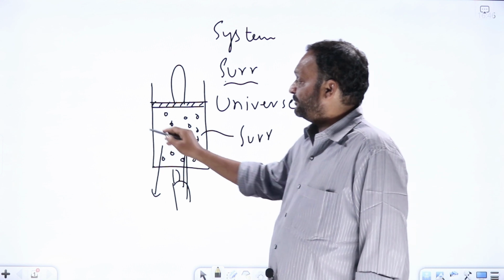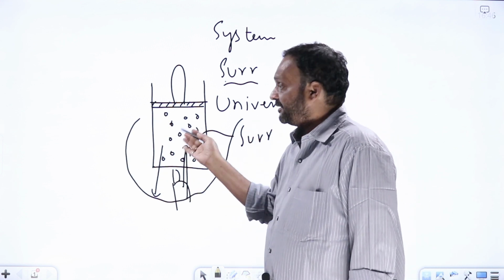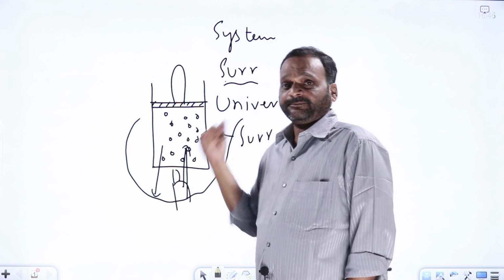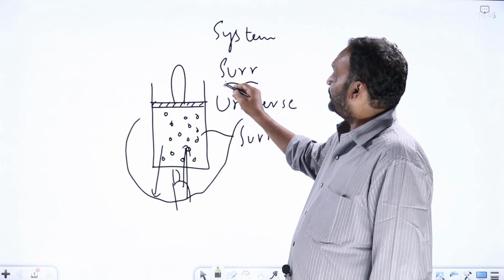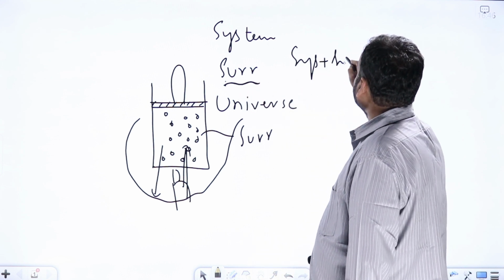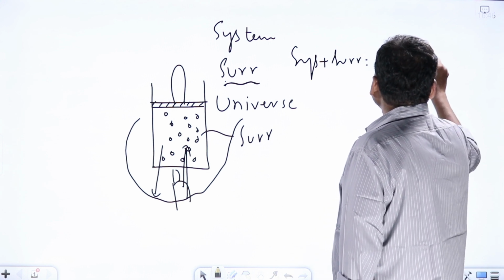Surroundings does not simply mean those things which are present outside. The system should be in a position to interact with them. Interaction means it should be able to give something or take something. Those things are known as surroundings. System plus surroundings in thermodynamics is known as universe.